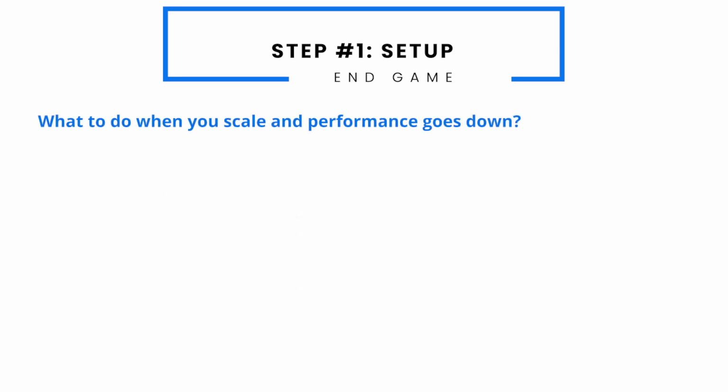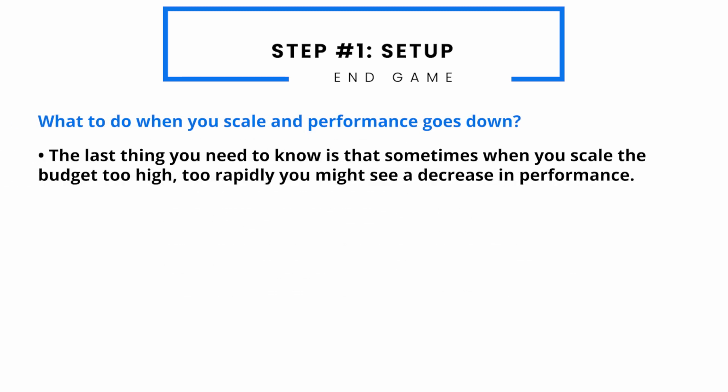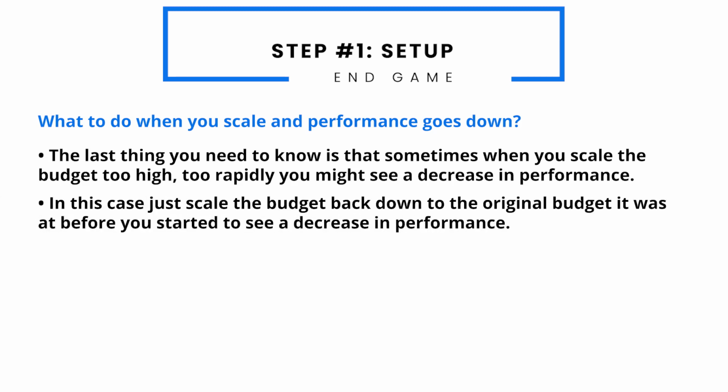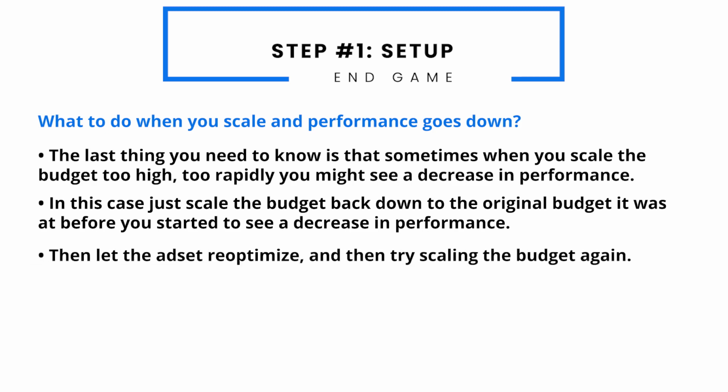Alright, so to wrap this up, the last thing you need to know is that sometimes when you scale the budget too high, too rapidly, you might see a decrease in performance. In this case, just scale the budget back down to the original budget it was at before you started to see a decrease in performance. Then let the ad set re-optimize and then try scaling the budget again.